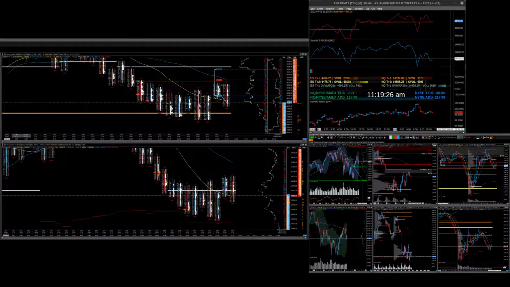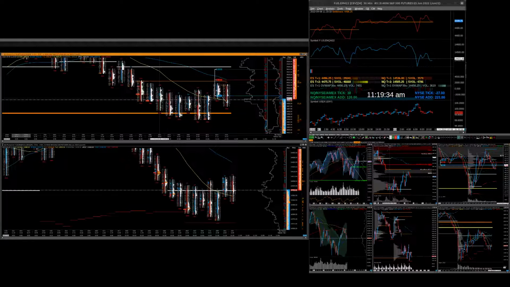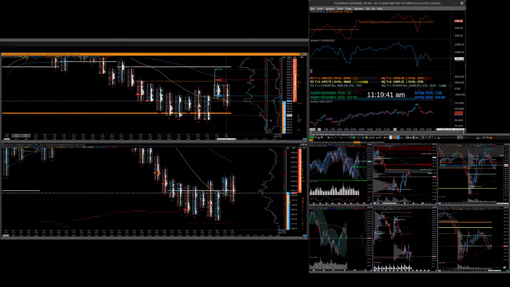So let's put a risk reward calculator on it real quick. Ah, bearish bull, very good. On 0.7. Hello.